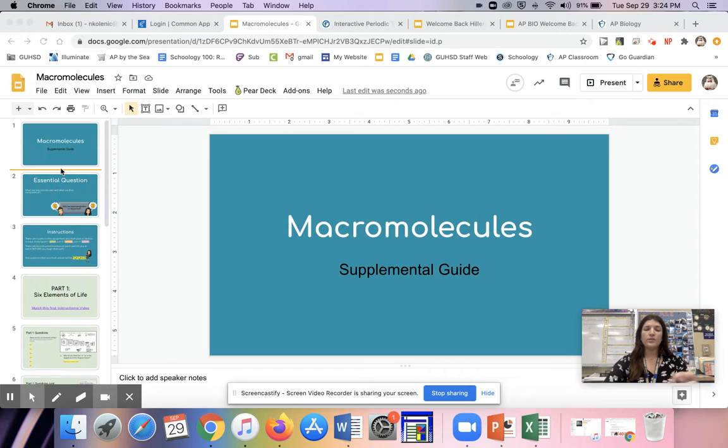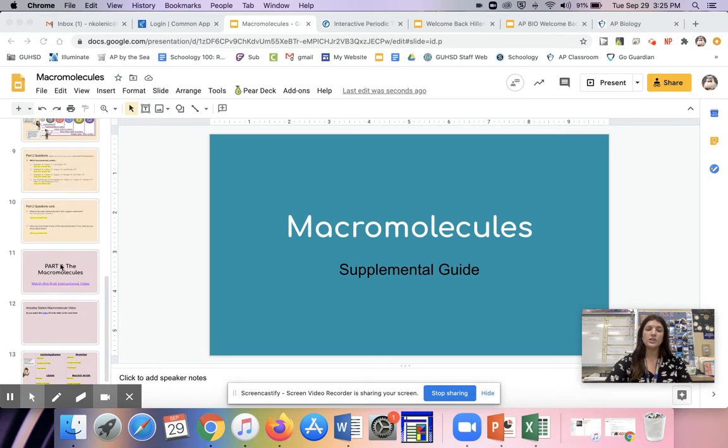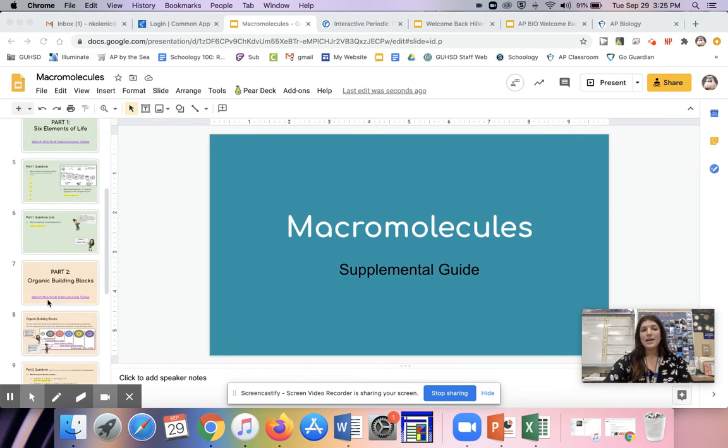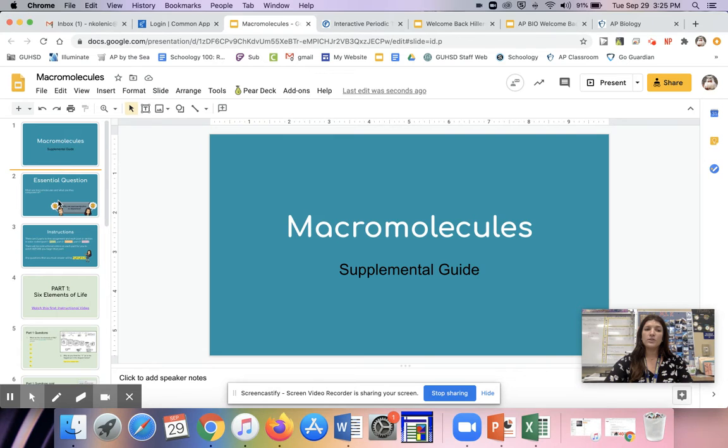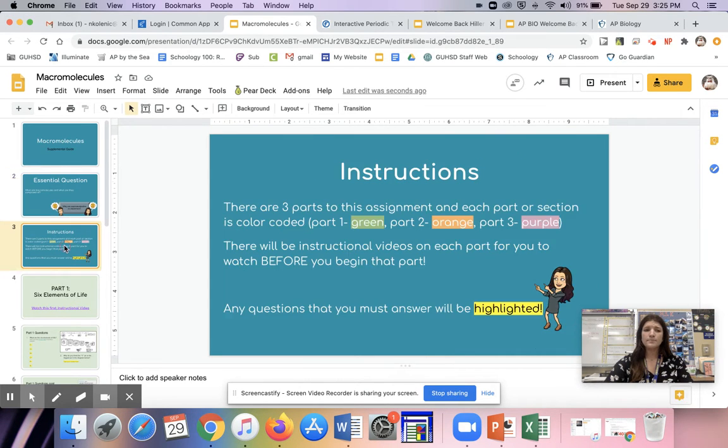Please be aware there are three separate parts, and every single part is going to be color coded. So part one is green, part two is orange, and part three is going to be purple. We are going to be looking at macromolecules. You're going to be figuring out what exactly those are and why they are so important.